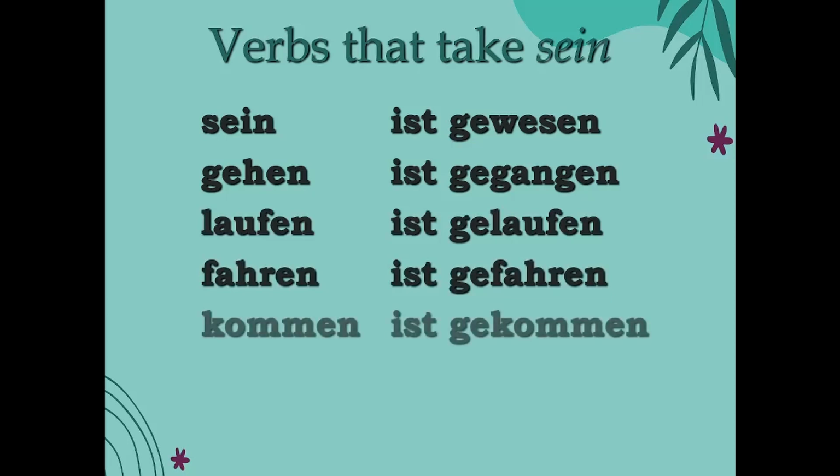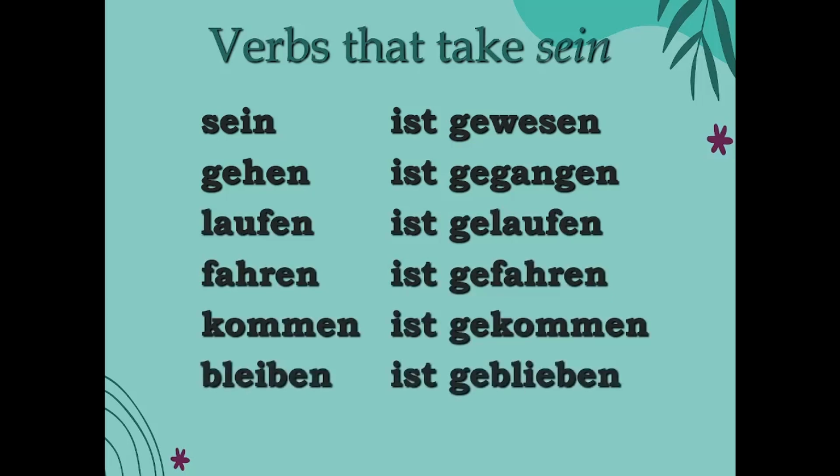So here is a list of verbs that use SEIN. Verbs that take the SEIN verb. Gehen means to go. Of course, there is a change of location. Laufen meaning to run. Of course, again there is a change of location. Fahren to drive, change of location. Kommen to come. Then you are coming from one location to another location. Then there is also a change of location. Bleiben. In bleiben you are staying at the same place or location, but still it will take SEIN. That's what we saw as a third one.